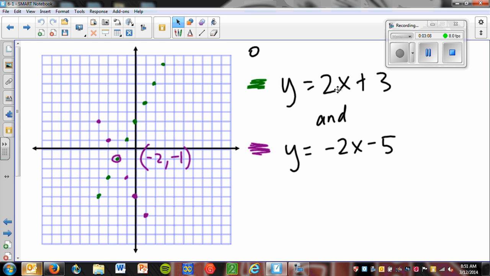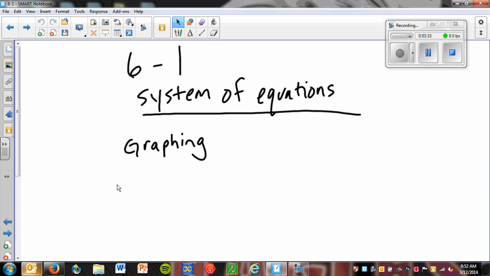Here's another one. 2x plus 3, here's my plus 3, so up 2 over 1. I want to go this direction also, down 2 backwards 1. -2x minus 5. Here's minus 5, down 2 over 1. I can't keep going that way. I got to go backwards to cross my other line here. Okay, this point right here, -2, -1, would be our solution for that. So that's basically, in a nutshell, what 6-1 is.